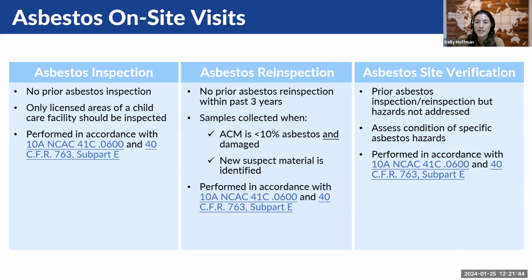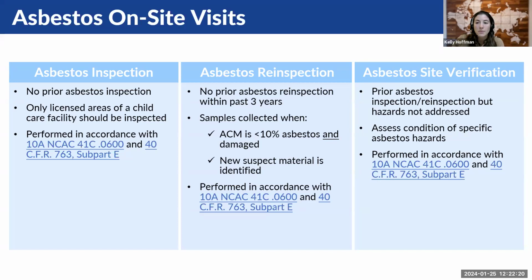The second type of asbestos on-site visit is an asbestos reinspection, which will be conducted at schools that have not had an AHERA reinspection that meets the rule requirements within the past 3 years. These will be consistent with the reinspections you are already used to performing, but with an added requirement of resampling any asbestos-containing material that is less than 10% asbestos and is also damaged. So that's assessment code 1 through 4. And samples can also be collected if new suspect material is identified that was not previously sampled.